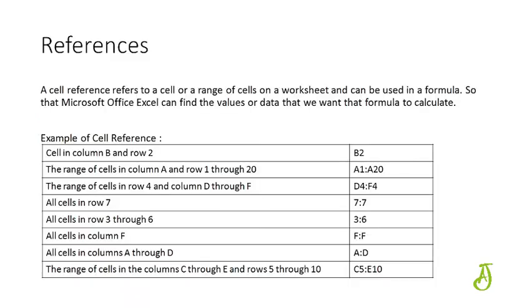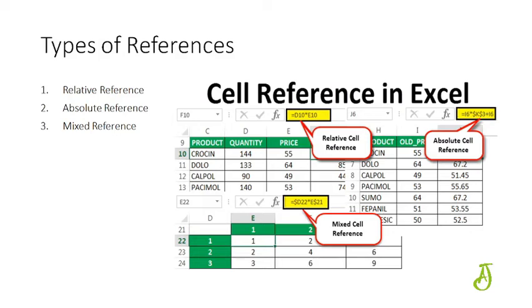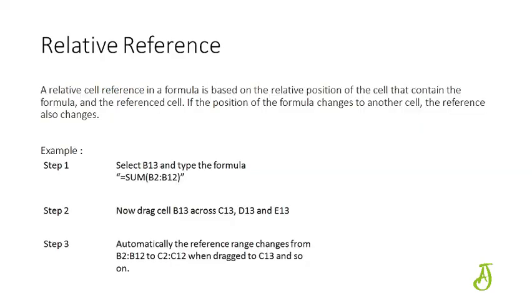References. A cell reference refers to a cell or a range of cells on a worksheet and can be used in a formula so that Microsoft Office can find the values or data that we want that formula to calculate. Example of cell references, please read it. Types of references: relative references, absolute references, mixed references.